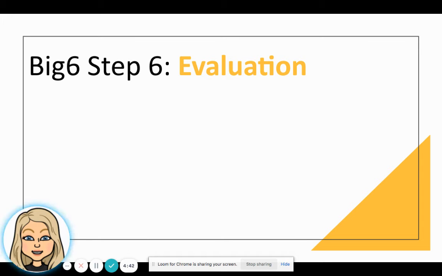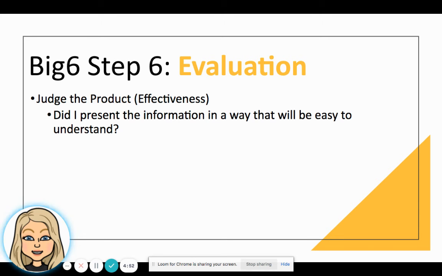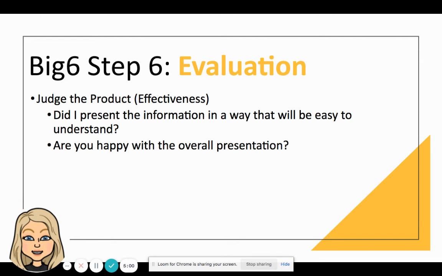All right, and then our last step of the Big 6 is evaluation. So you want to judge the product and think about how effective it is. So think about, did I present the information in a way that will be easy to understand? Are other people going to be able to understand it? And am I happy with the overall presentation? If not, you might want to go back and make some changes.